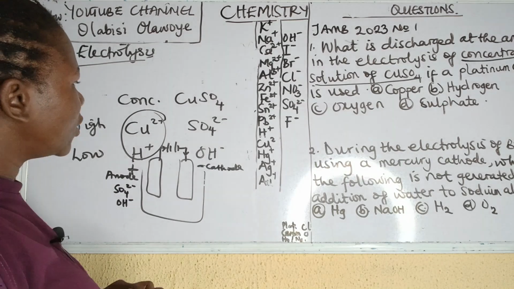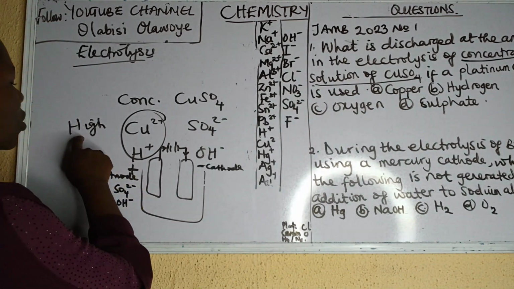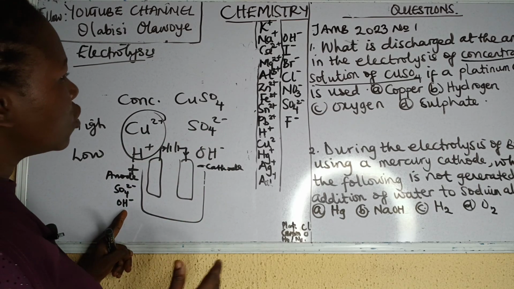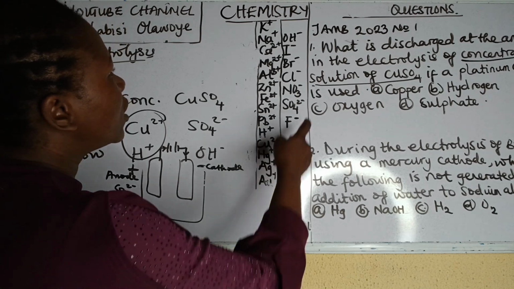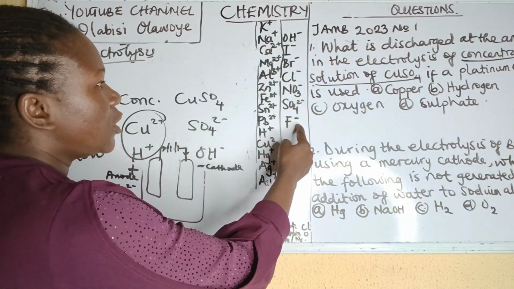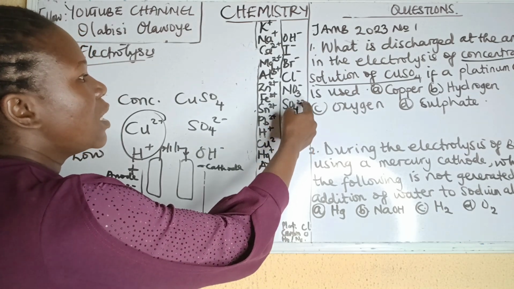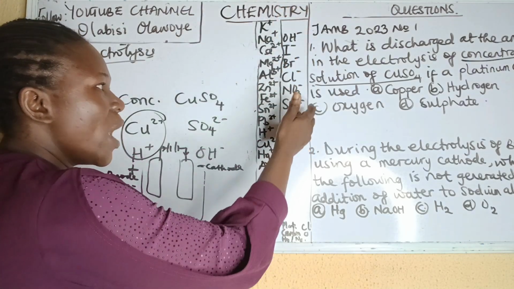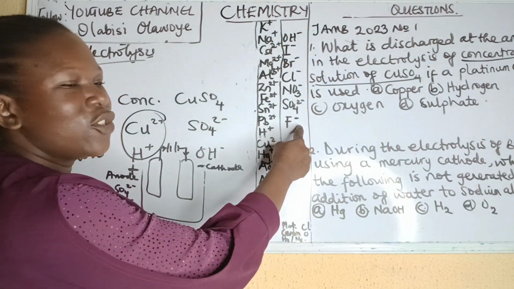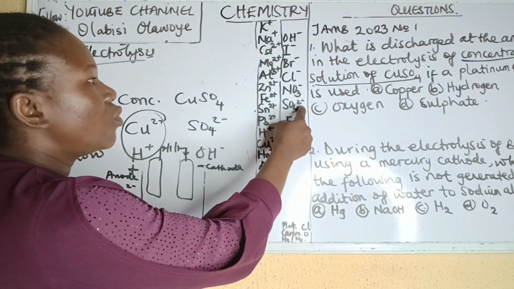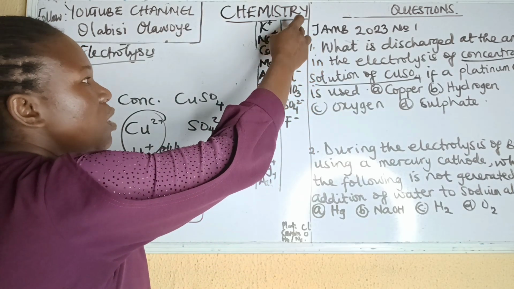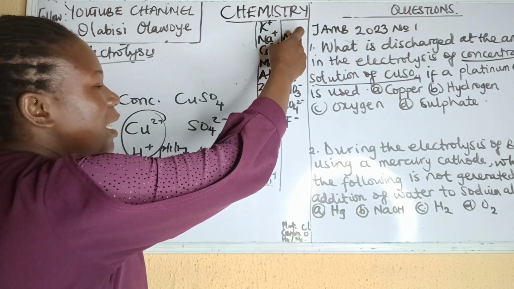Which one will be discharged? Don't forget we are considering the effect of factors. The concentration of SO4 2 minus is higher than that of hydroxide ion. So considering this now, let's look at the position in the electrochemical series. Now we can see that SO4 2 minus is higher. Looking at this, the way I drew this negative series, as we go down, the electronegativity increases. So SO4 2 minus is greater than hydroxide ion. Hydroxide ion is lower, it's the least electronegative.